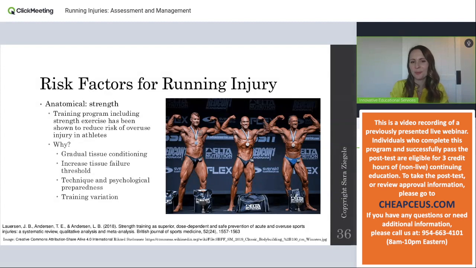What about strength? So we know posturally, we don't really have a magic answer for what people are going to have as an issue. It has been shown that strength training during a running program reduces the risk of overuse injuries. I don't know if you necessarily have to be quite to the extent of these excellent posers on this page. However, the strength does have the role of potentially increasing that tissue condition, increasing the failure threshold, or just giving some variation so that it's not undergoing the same stress of impact exercise all the time.